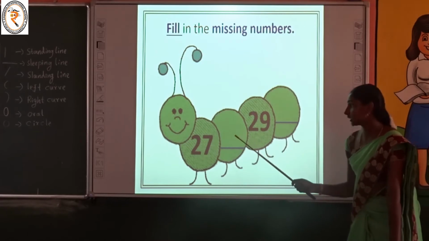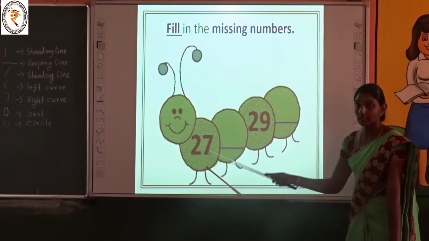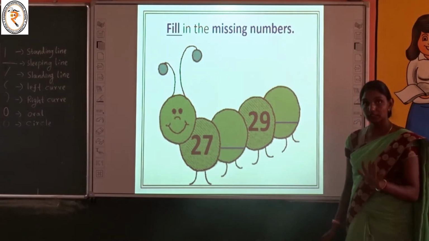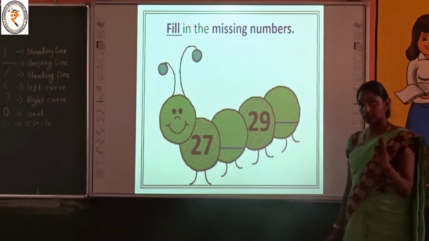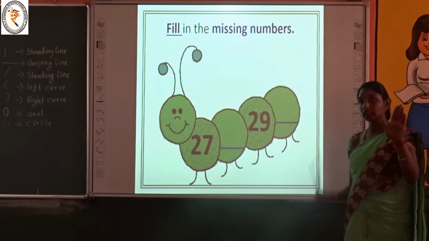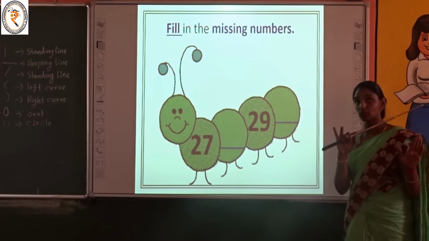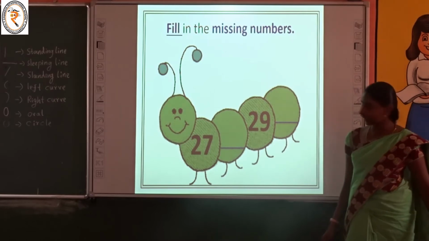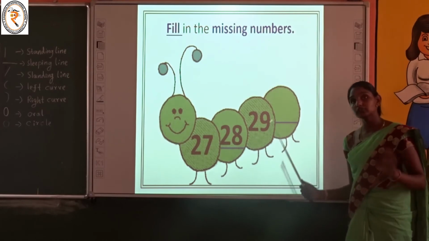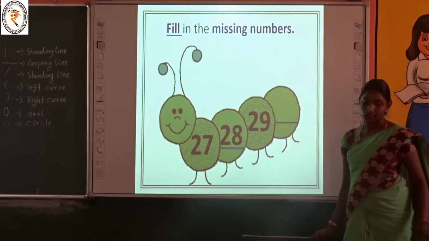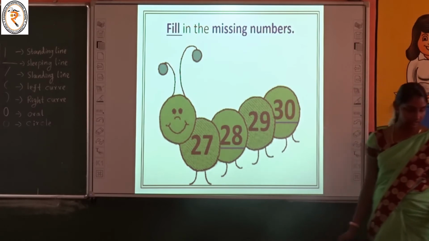Are you ready, children? If you are struggling to start the number from 27, then start counting from 21. Okay, shall we start? 21, 22, 23, 24, 25, 26, 27. After 27, what will come? 28. Very good. After 28, 29 is there. After 29, what will come? Can you tell me? Yes, the number 30 will come. Super, children. Keep it up.